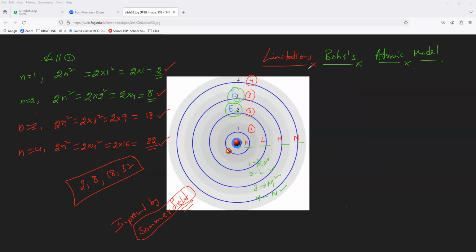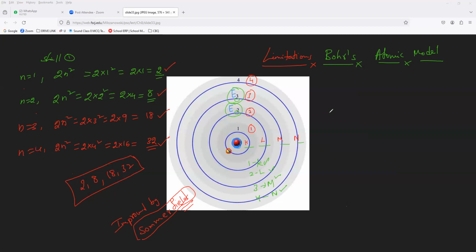Bohr is able to explain the stability of the atom. That is what is the disadvantage of Rutherford. He was able to explain, but he left some things. He gave a two-dimensional picture, but actually atoms are three-dimensional. They are revolving in all the XYZ directions. But he gave a two-dimensional picture.